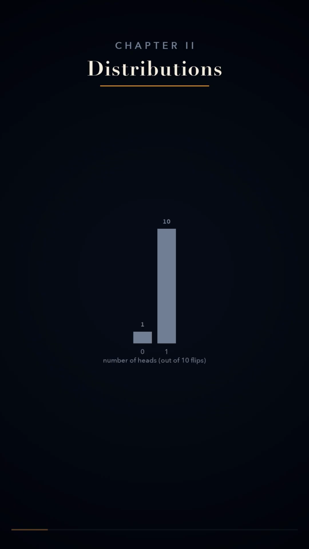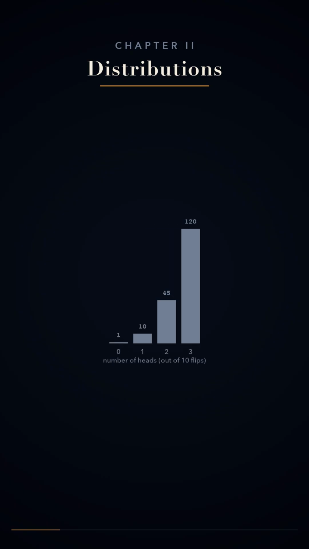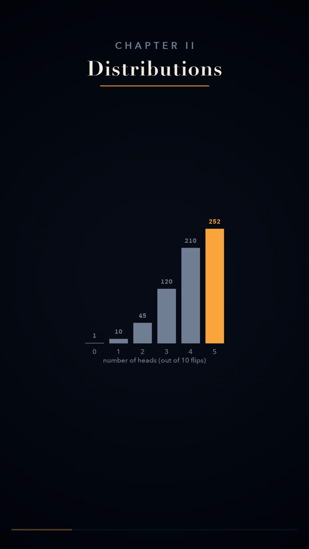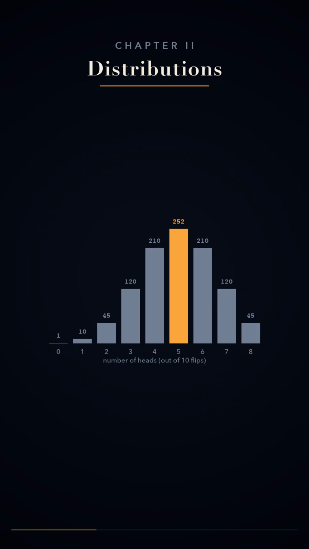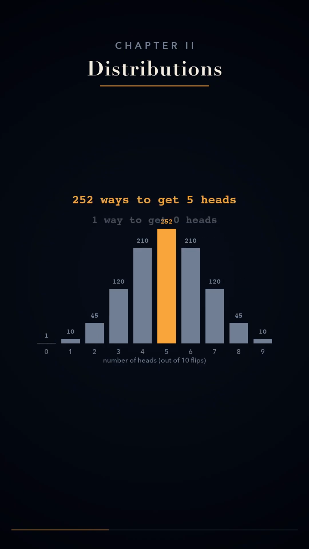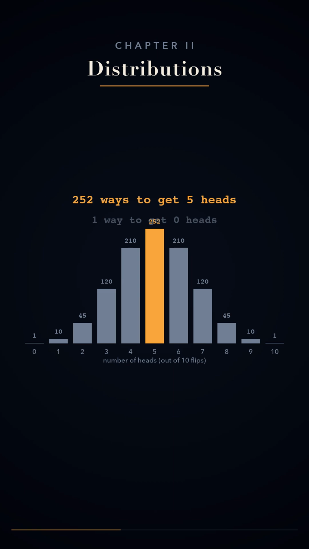Flip a coin 10 times and count the heads. You could get 0 heads. You could get 10. But some totals are far more likely than others. Getting exactly 5 heads has 252 different sequences that produce it. Getting 0 heads has exactly 1 sequence, all tails. Plot the number of ways to get each total, and a bell shape emerges.